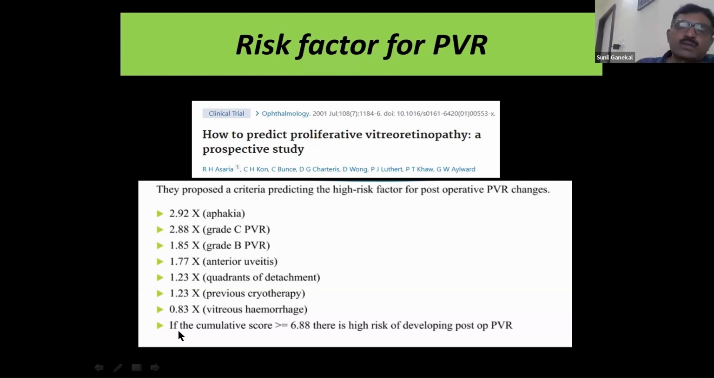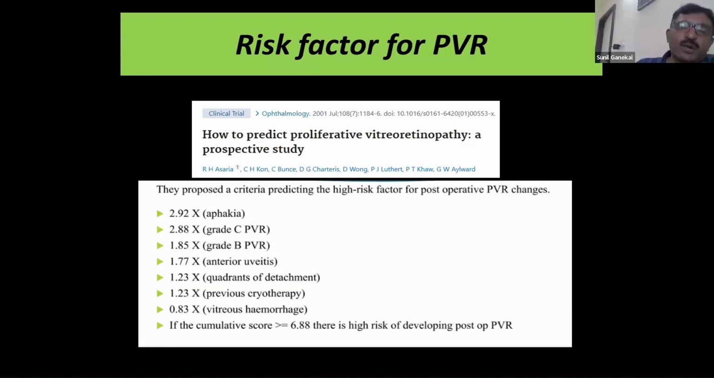So what is the implication of this? If the cumulative score, all these aggregated together, is greater than or equal to 6.88, these are the high-risk patients who are going to develop post-op PVR. So in clinical trials also, you can use this score to assess the risk for post-operative PVR. This is one of the useful assessment tools for assessing the high-risk characteristics.